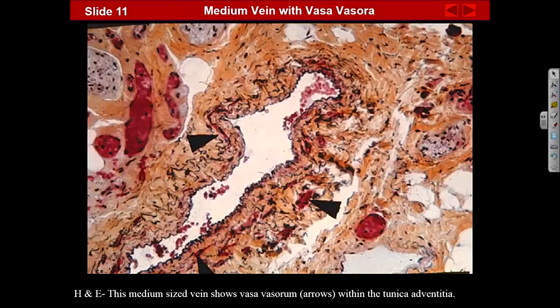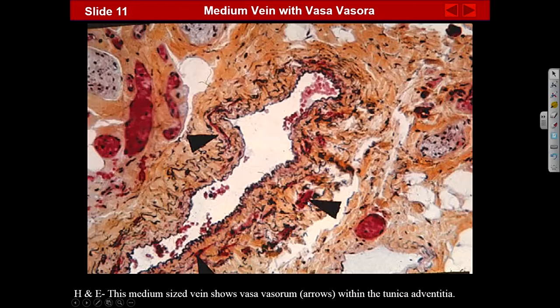Okay, so here's a vein. You can see the lumen's collapsed. We can see the internal elastic lamina. There's really no media at all in this one. It's all adventitia. And of course, we can also see the vasa vasorum, the vessels within the vessels, within the adventitia of this vein.